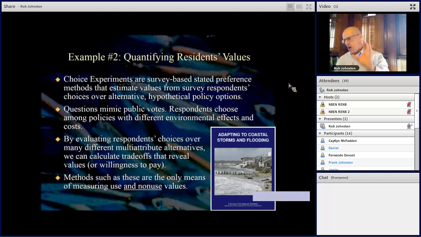This is what it's going to cost you in additional taxes per year. Do you vote yes or no? And so you vote to impose costs on yourself in return for whatever that bond would pay for. This is exactly the same thing here, right?